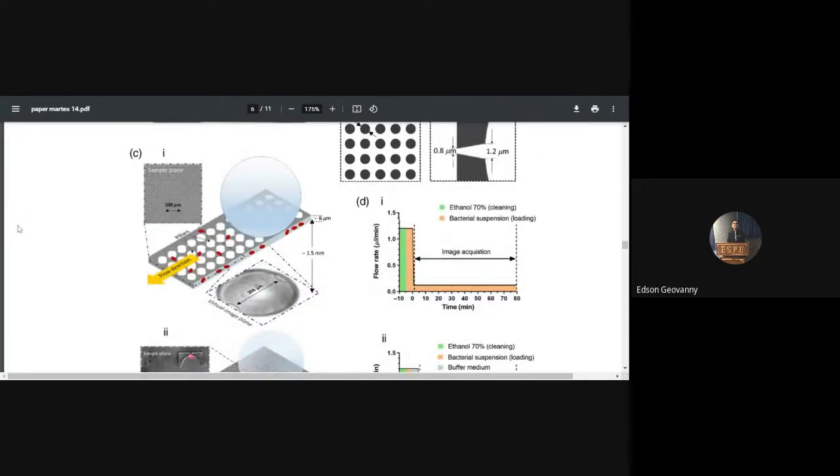In part C, the central region of the channel includes a wide variety of structures for the immobilization of bacteria and long-term imaging. Trap units are designed with features of 1 to 2 micrometers and a 0.8 micrometer opening to trap E. coli samples.